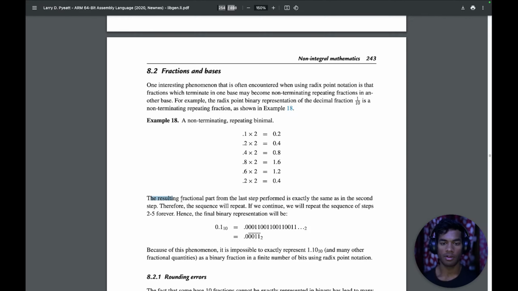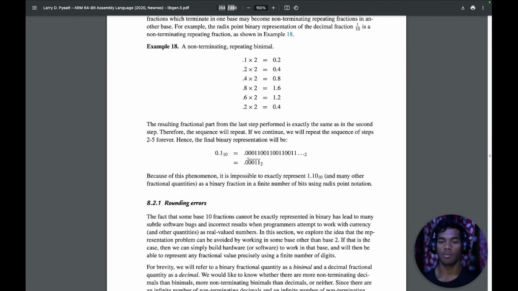The resulting fractional part from the last step performed is exactly the same as in the second step. Therefore, the sequence will repeat. If we continue, we will repeat the sequence of steps 2 to 5 forever. Hence, the final binary representation will be this. We can put a bar to signify that this keeps repeating. Because of this phenomenon, it is impossible to exactly represent 0.1 and many other fractional quantities as binary fractions in a finite number of bits using radix point notation.